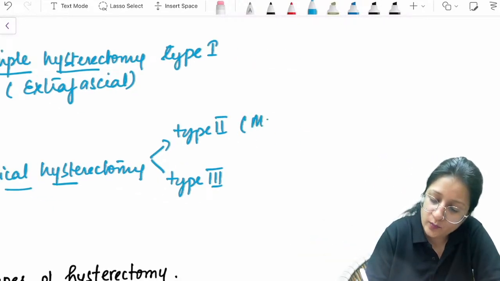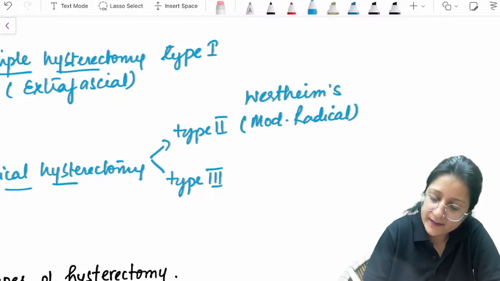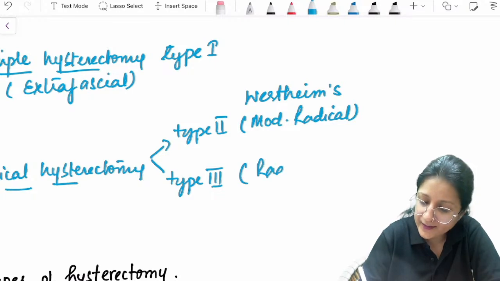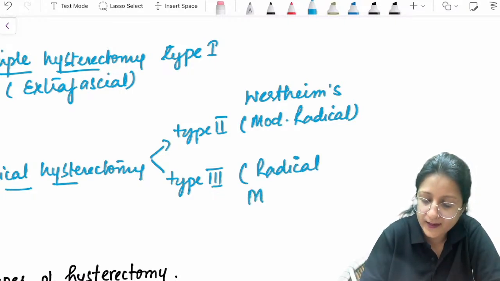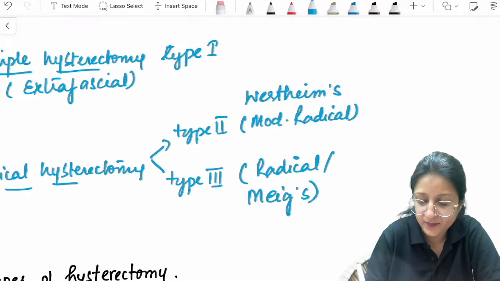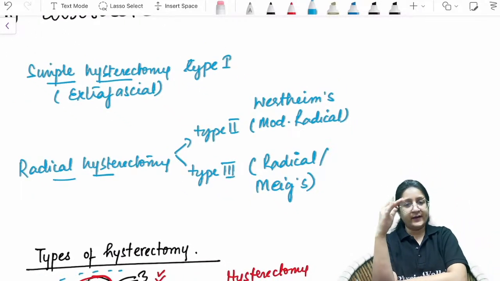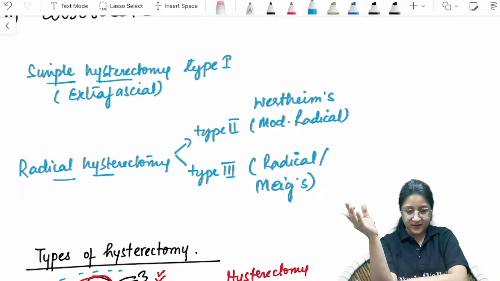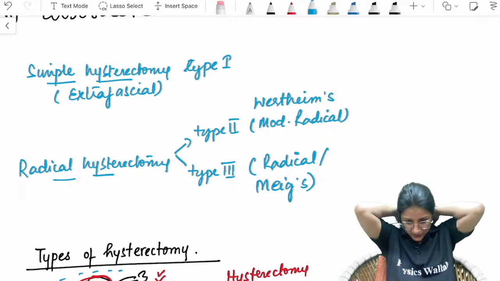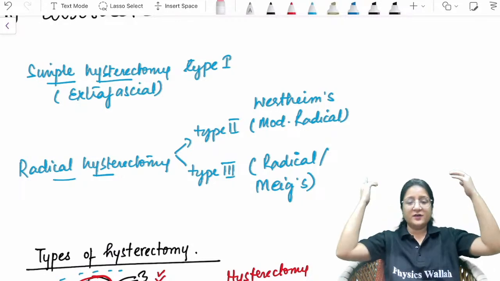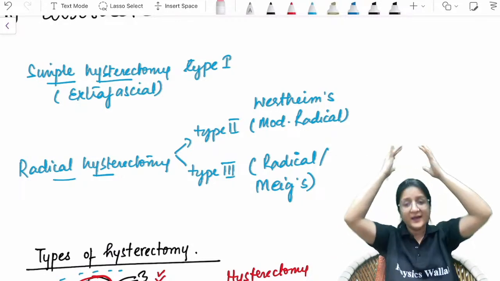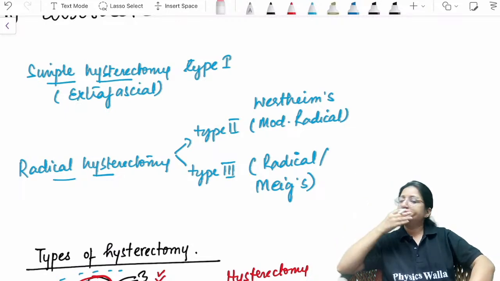Type 2 is modified radical, which is also called Wertheim's hysterectomy. And type 3 is radical hysterectomy, also called Meigs' hysterectomy. And then we have other advanced types like type 4 and type 5, which are basically pelvic exenteration surgeries. So these are the different types of hysterectomies based on the radicality of the approach.